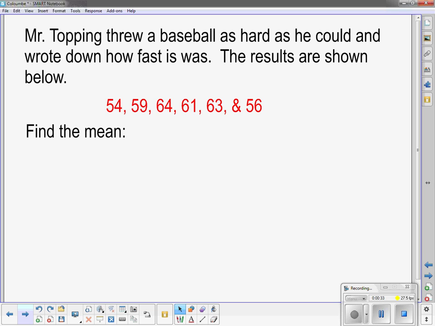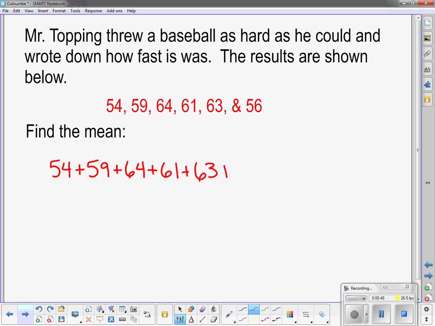Well, in order to find the mean, the first thing that we need to do is add all of the pieces of data. So 54 plus 59 plus 64 plus 61 plus 63 plus 56 equals 366. So that's the sum of all the pitches, of all the speeds.